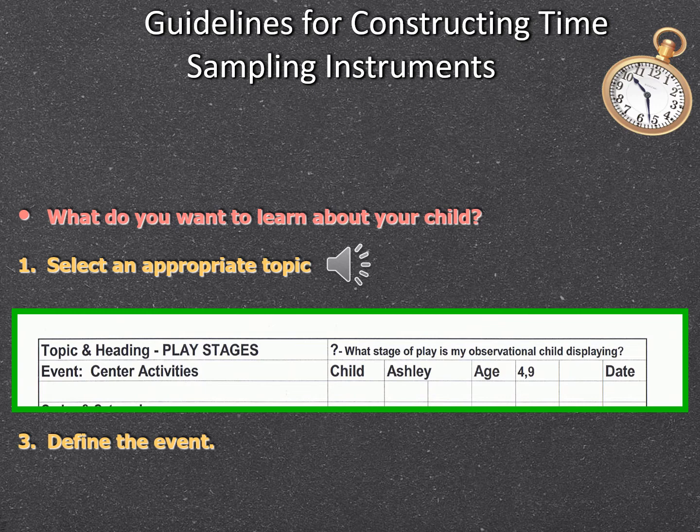So in this slide, we are just starting to construct your time sample that you'll be using with your child out in the field. So think about, what do you want to learn about your child? You need to select an appropriate topic and then define the event. In this case, we're doing play stages. We want to know, what stage of play is my observation child displaying? And we're going to look in the center activities for that.